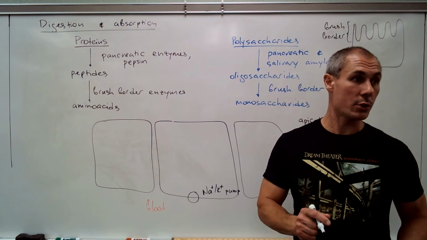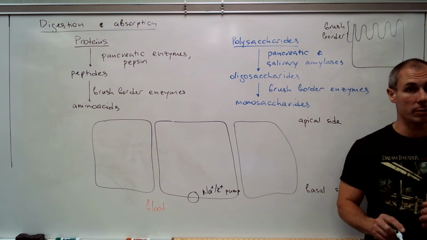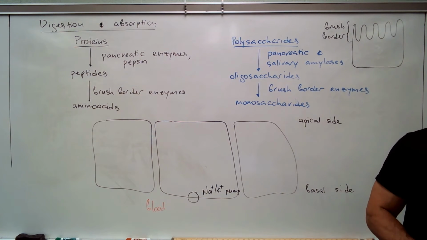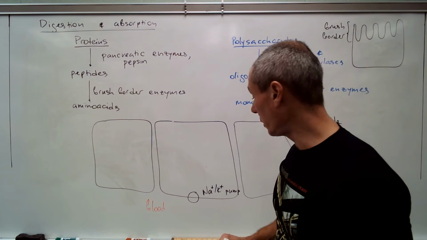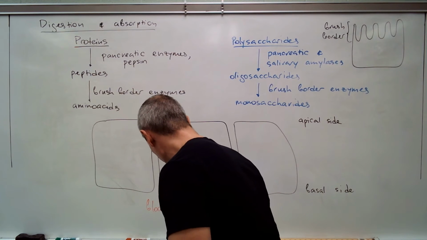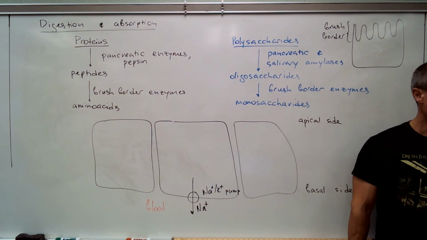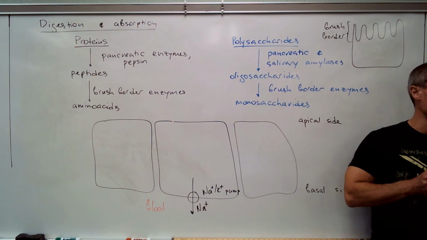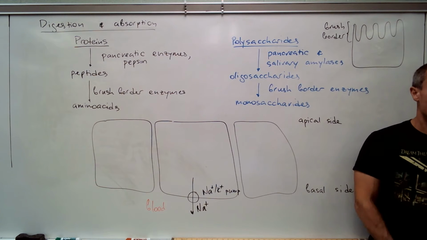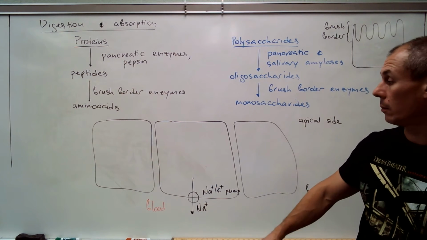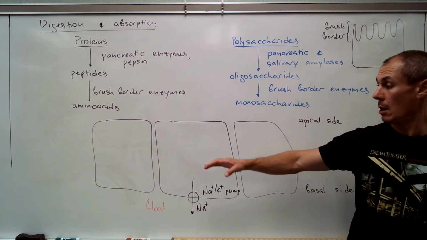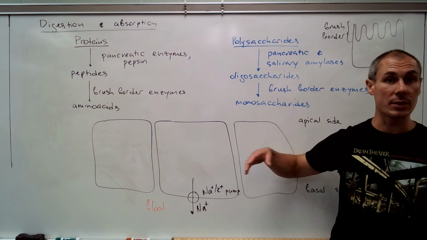Now, follow my logic. I'm going to tell you what happens, and you're going to tell me the outcomes. So the sodium-potassium pump constantly pumps sodium out of the epithelial cells. Does that make sense? Since sodium is continuously pumped out of the cell, what happens?